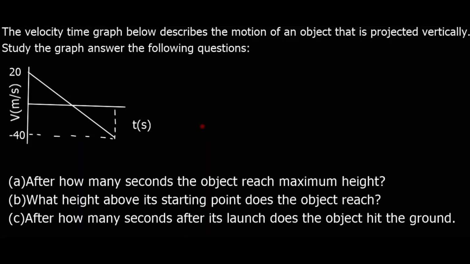And then this one area, the velocity time graph below describes the motion of an object that is projected vertically. Study the graph, answer the following question. O ka lebelela this velocity time graph, ba re file the initial velocity because re tseba always on our y-intercept re na le the initial velocity, and then re tseba gore this x-intercept gives the time it takes to reach the maximum height.